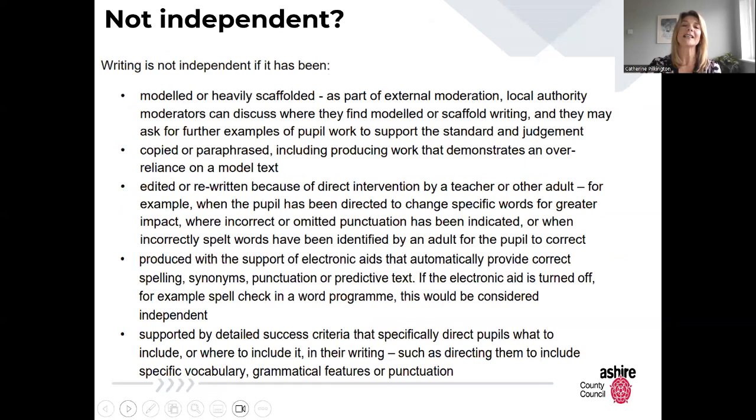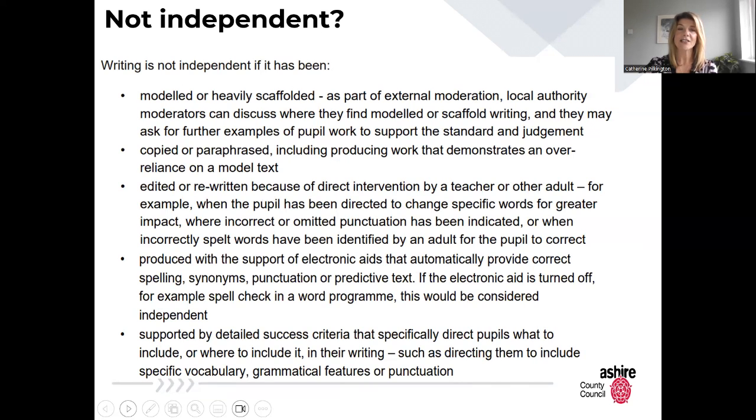Okay. Writing is not independent if it has been modelled or heavily scaffolded. But of course, it's really important to go through the modelling process so that children can see the teacher as a writer and can obviously gain valuable skills from that. Writing is not independent if it's being copied or paraphrased, including producing work that demonstrates an over-reliance on a model text.